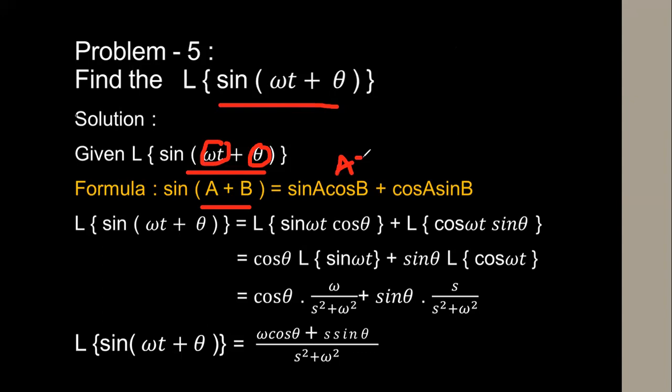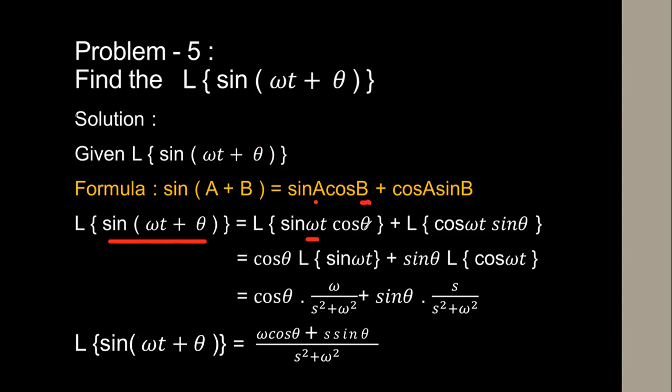Here a value is equal to omega t. The b value is equal to theta. This is your a value and this is your b. Okay. So wherever you have a, you have to substitute omega t. Wherever you have b, you have to substitute theta. After substituting in this equation, Laplace of sin omega t plus theta is equal to Laplace transform of sin omega t into cos theta, that is, b value is theta. So Laplace transform of sin omega t cos theta plus Laplace transform of cos omega t sin theta. Okay, right. So you can directly apply the linearity property to this problem.